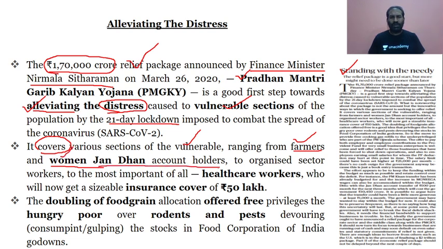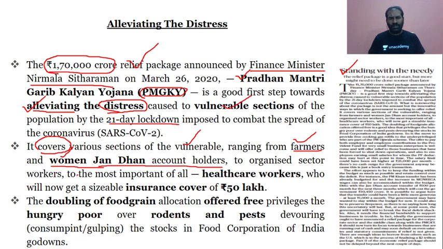They would get it from the Jandhan account holders. The vulnerable, as the government and the finance ministry feel at this moment, are the farmers and women who are Jandhan account holders. So the Jandhan account holders who are farmers and women constitute the vulnerable at this moment, and they will be covered under the relief package, so that they will be out of distress. The intention of the Pradhan Mantri Garib Kalyan Yojana, PMGKY, to alleviate the distress is taken into consideration with a positive move.